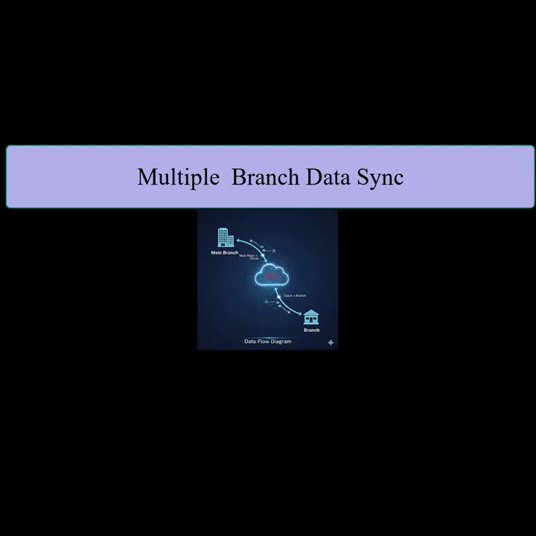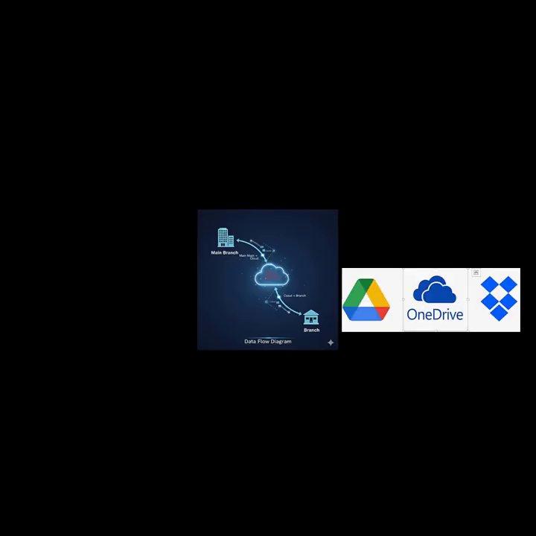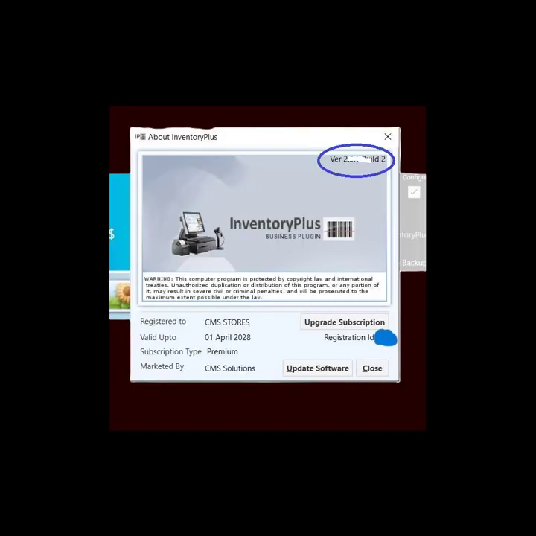Welcome to InventoryPlus. In this video, we will learn how to configure multiple branch data sync in InventoryPlus. This feature allows you to synchronize data between your main office and branch offices automatically using cloud storage like Dropbox, OneDrive, or Google Drive. Before starting, ensure all systems are running the same version of InventoryPlus.